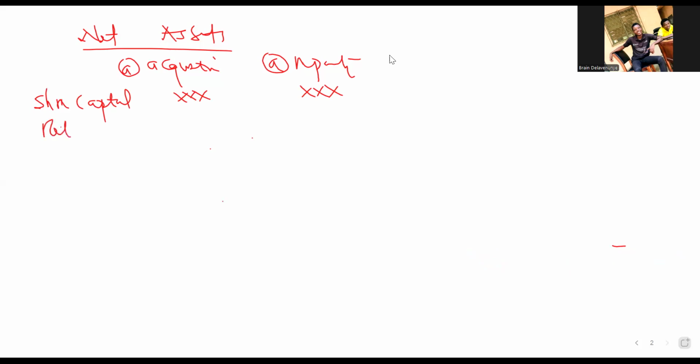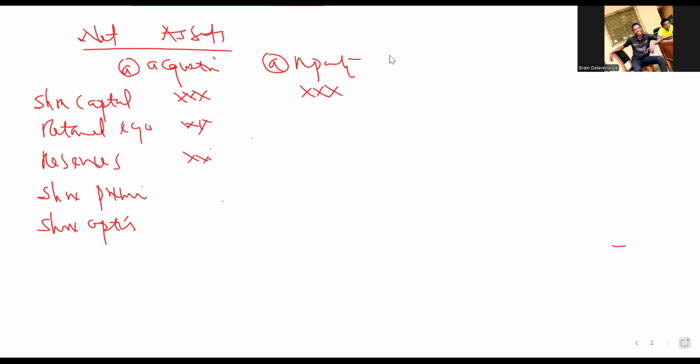The question will give you retained earnings at acquisition. You can also have revaluation reserves or other reserves, which they will give you at acquisition. You can also have share premium and share options. All those items under the equity, you bring all of them over here. The question will give you those figures at acquisition, so you bring the acquisition figures here, then you bring their reporting figures also here. The question will always give you these figures at acquisition, or give you a clue to calculate them.